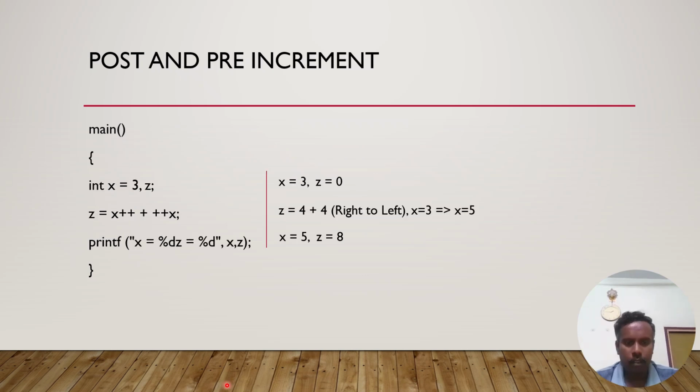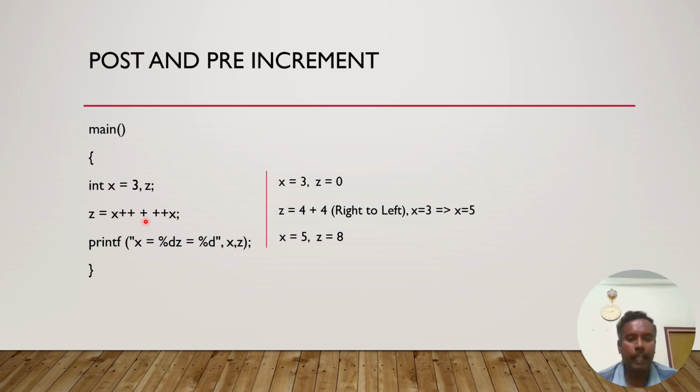Okay, now we will see the combination of both post and pre-increment. We always have to calculate from right to left. So here this is pre-increment, so first x becomes 4. Here x is 4. That's why here also x is 4.